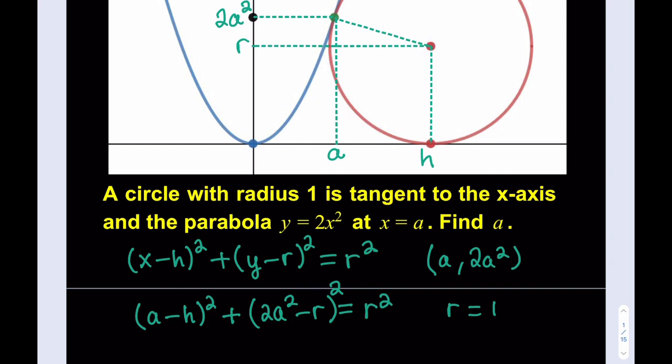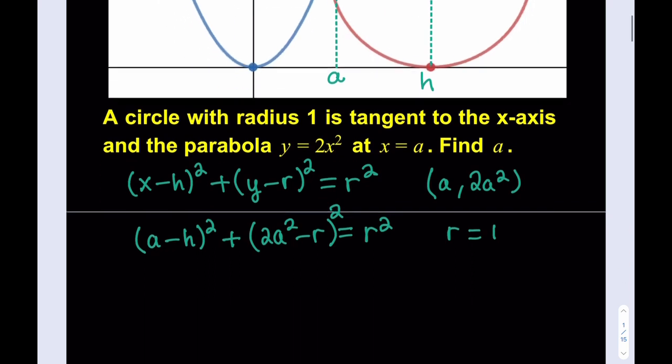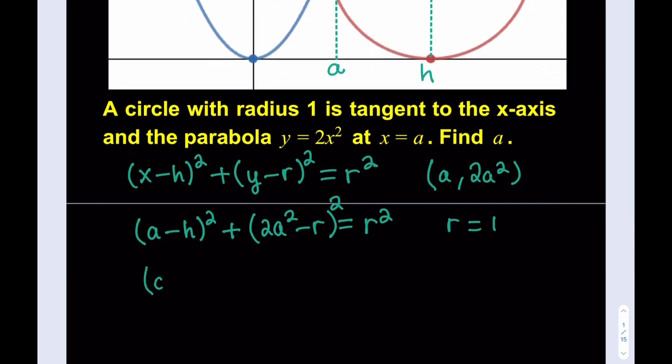There are two variables. So what I need to do is associate a and h somewhat, right? How am I going to do that? Well, let's go ahead and replace r with 1 first. Let's make our equation look a little simpler. So if r equals 1, then my equation is going to look a little nicer than this, right? Okay, awesome. So this is my equation, but I still have another unknown, which is h.